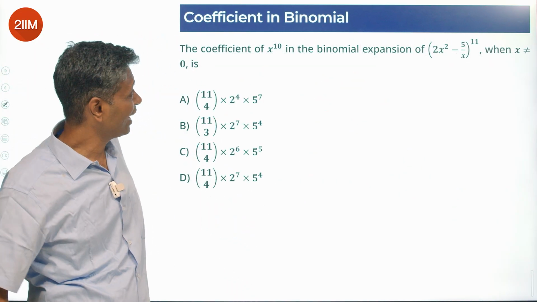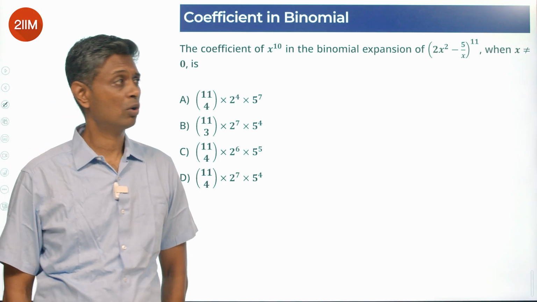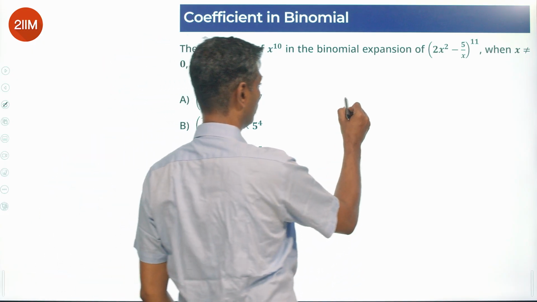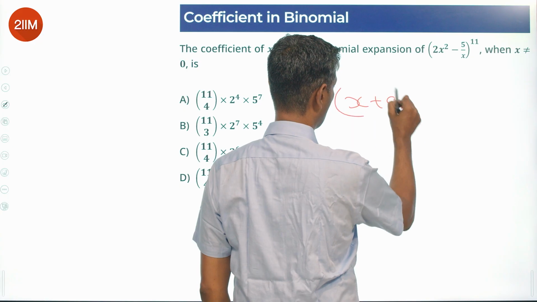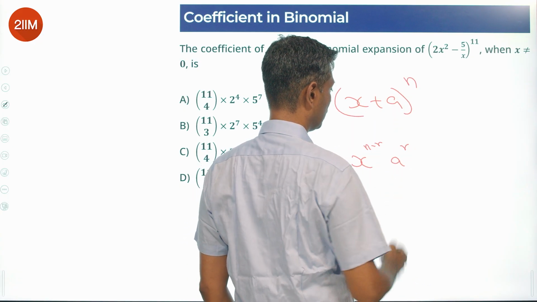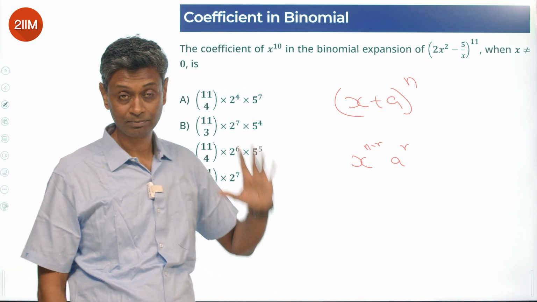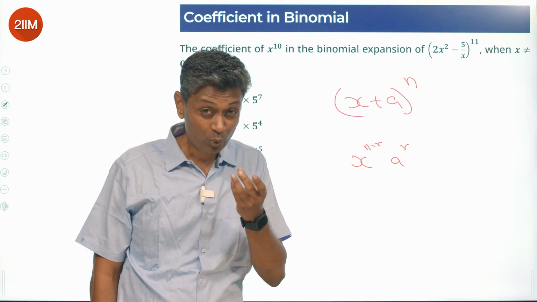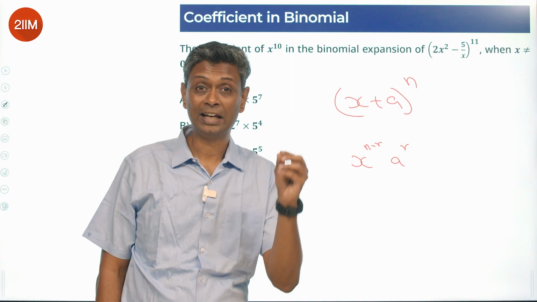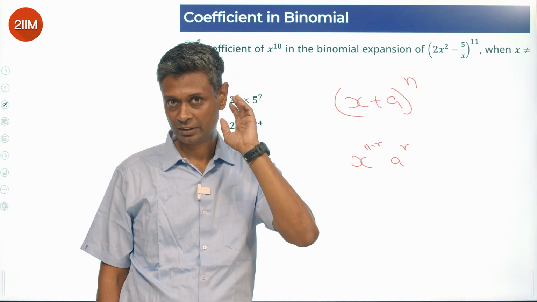The coefficient of x power 10 in the binomial expansion of (2x² − 5/x) power 11. The simple rule: (x + a) power n will have terms where the sum of the two powers adds up to n. So if I put (x²) power 10 and (1/x) power 1, I'll get x power 19, since 20 minus 1 is 19.